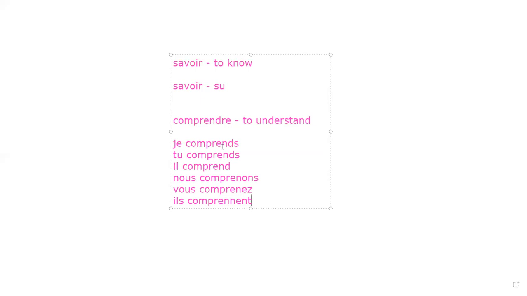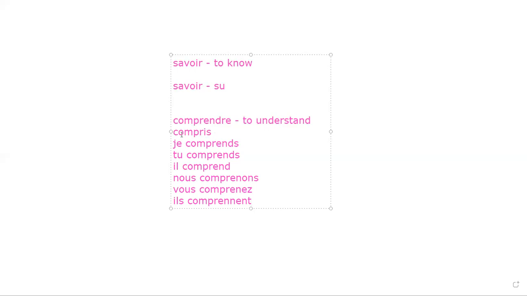Je comprends. Tu comprends. Il comprend. Nous comprenons. Vous comprenez. And il comprend. C'est clair. Tell me yes or no. Now, what would be the PP of comprendre?